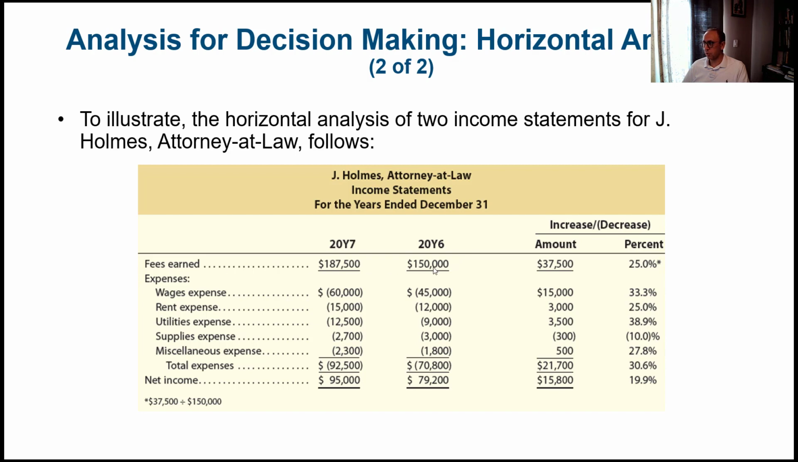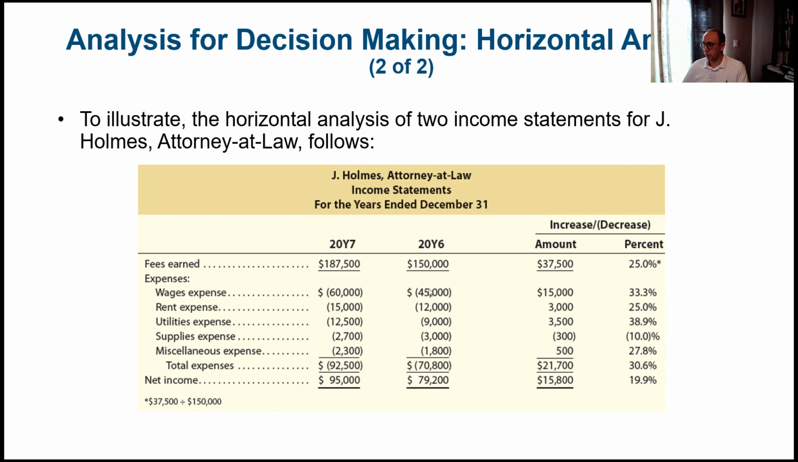So, for example, fees earned used to be 150,000, now it went up to 187,500, and this is an amount of increase of 37,500. If you divide 37,500 by 150,000, that's 25%. So this is what we refer to as horizontal analysis.